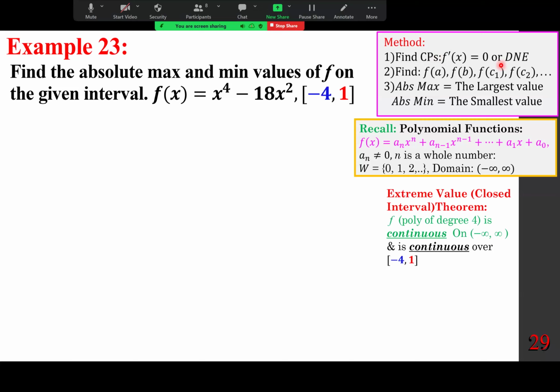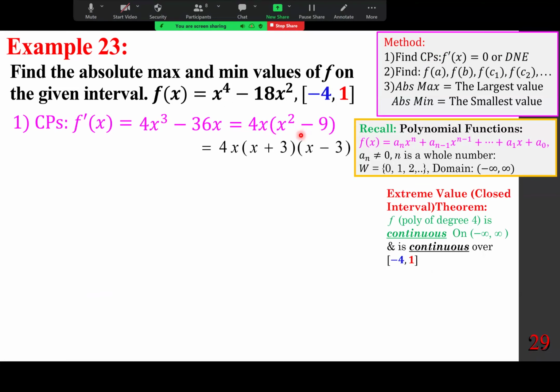We're going to start looking for CPs. In order to find critical points, we find f prime, which is 4x cubed minus 36x. To set this equal to 0, we're going to factor the 4x out. We get x squared minus 9. To continue, x squared minus 9 becomes x plus 3 times x minus 3. Set this equal to 0. x is 0, x is negative 3, and x is positive 3.